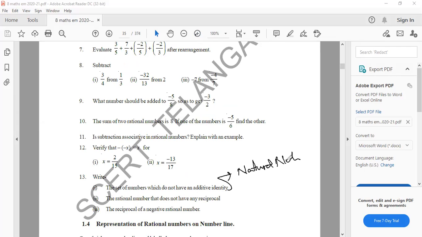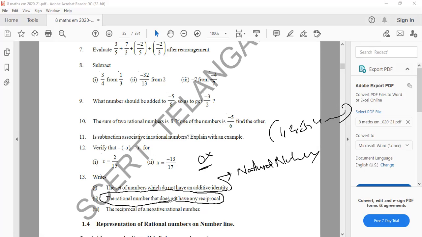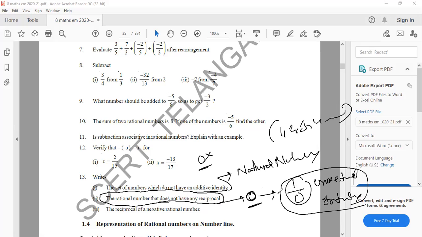Natural numbers, because natural numbers start from 1, 2, 3, 4, 5. They don't have an additive identity. Additive identity means 0, which they don't have. That's why the answer is natural numbers. Next, second one: the rational number that does not have any reciprocal. Answer is 0. Because if you take the reciprocal of 0, 1 by 0, the answer is undefined or infinite. That is why 0 doesn't have any reciprocal.